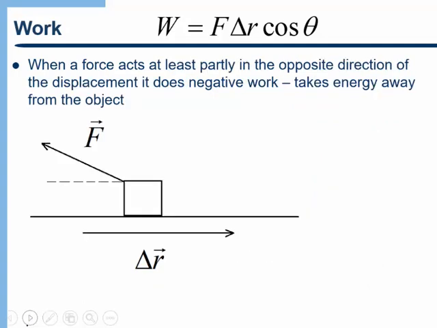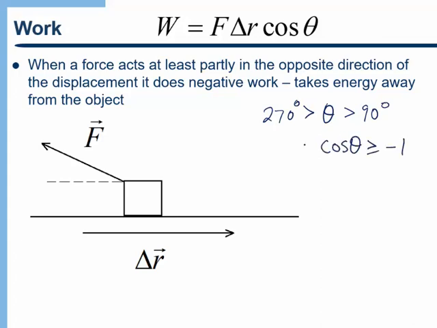Now, what about when the force acts at least partly opposite the direction of the displacement? Well, in that case, the work done is negative. So in other words, when theta is greater than 90 or less than 270 degrees, what we know is that the cosine of theta is greater than or equal to negative 1 and less than 0. Therefore, we can see that the work is going to be negative.